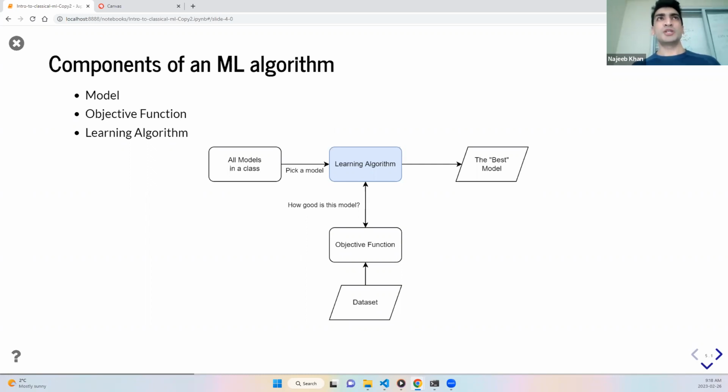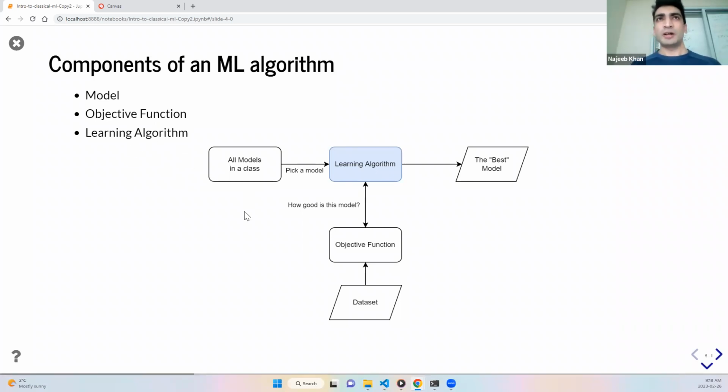Now we need to look into how we actually do this work. Here we look at the components of an ML algorithm. There are 3 components in an ML algorithm. There are deviations, but this is the most common case. The first one is the model, the second is the objective function, and the third is the learning algorithm.